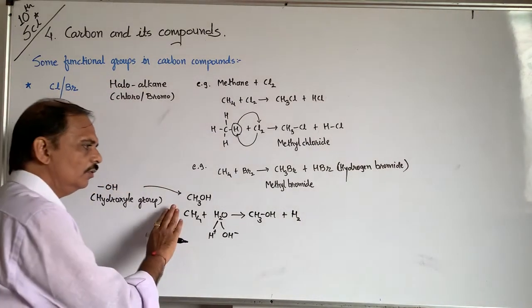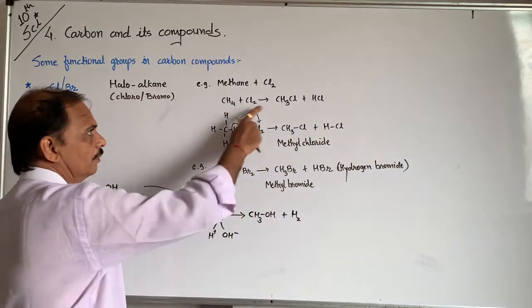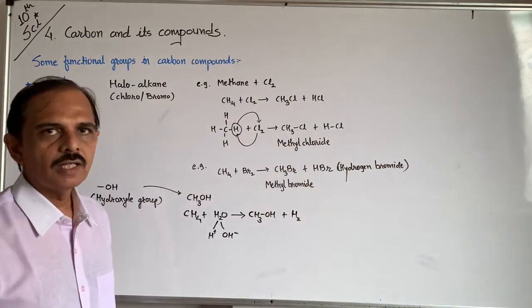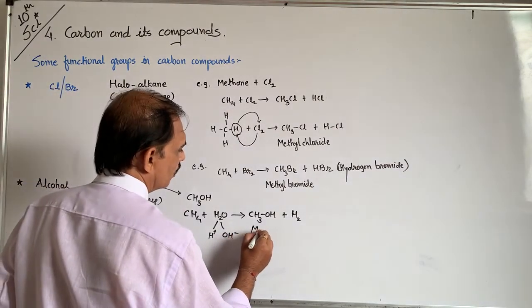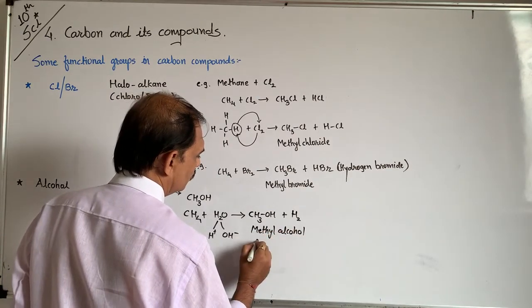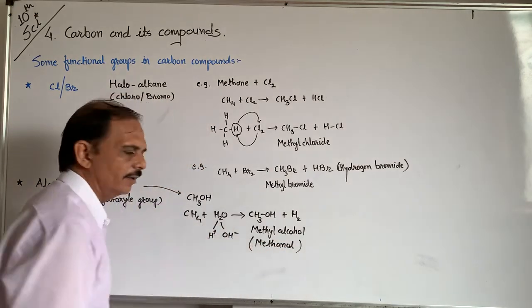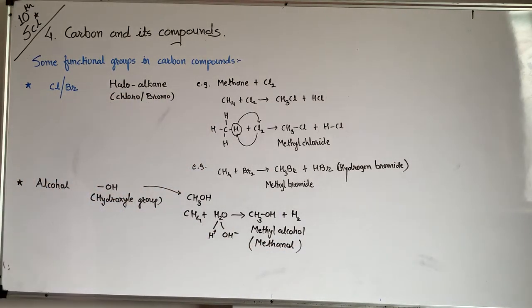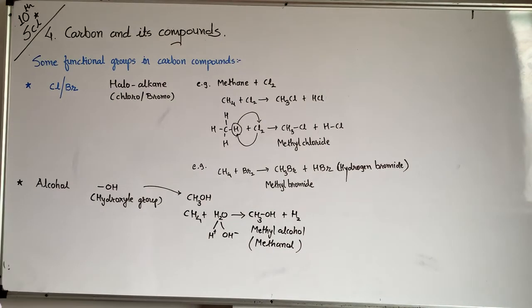Okay, you do not have to remember or learn this reaction. You have to remember only the formula. Methyl chloride, methyl bromide, and this one is known as methanol or methyl alcohol. It is also known as methanol, the second name. That is about alcohol. After that, the aldehyde series, ketone series, and carboxylic acid.